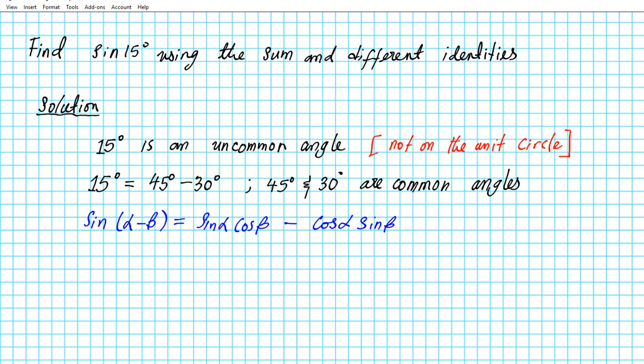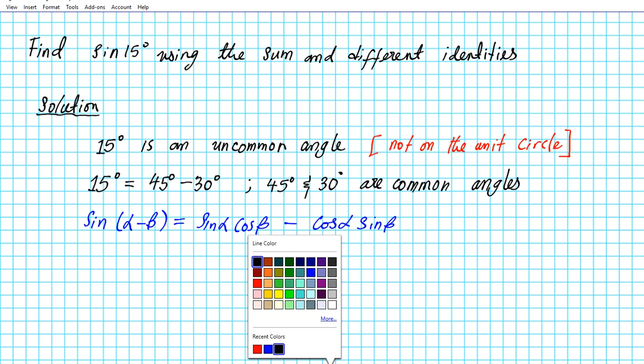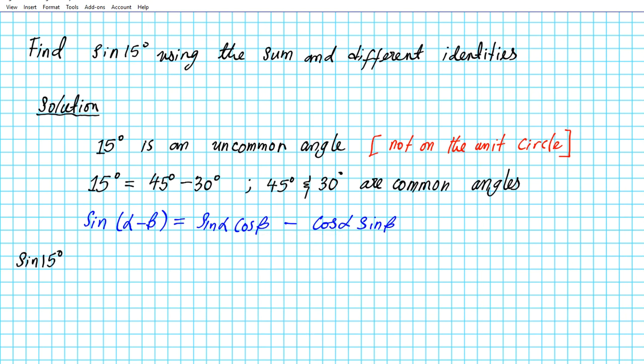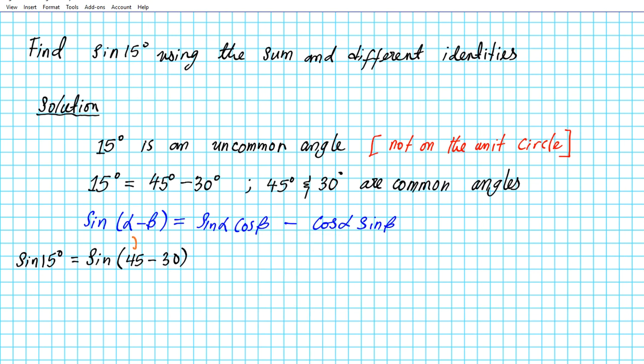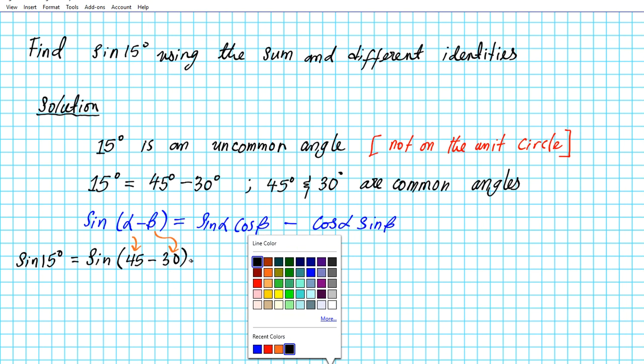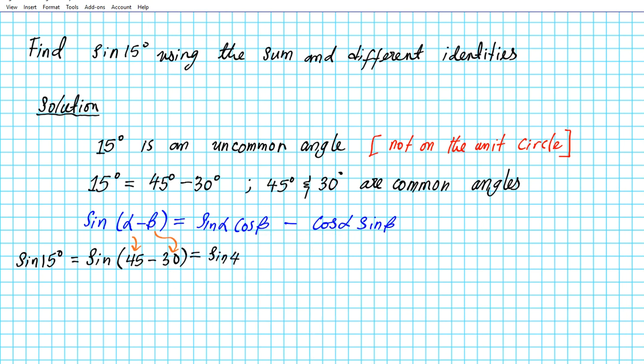All right, so now let's apply this formula to our particular problem under consideration. So sine 15 degrees is the same thing as sine of 45 minus 30. So we can clearly see how they are connected. Alpha is 45 degrees and beta is 30 degrees. So if we apply the difference identity for sine, this is going to become sine of the first one, 45, cosine of the second one, 30, minus cosine of the first one, 45, sine of the second angle, which is 30.